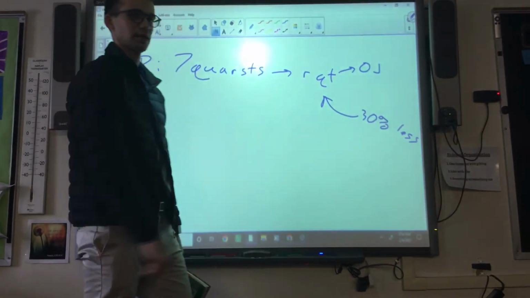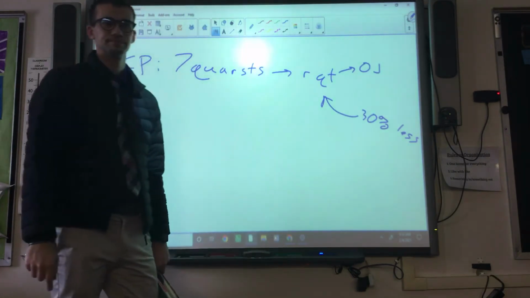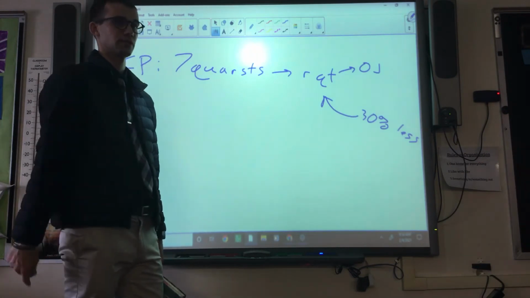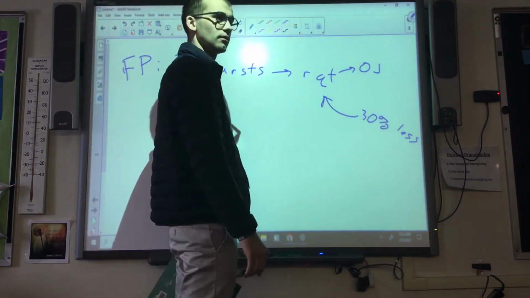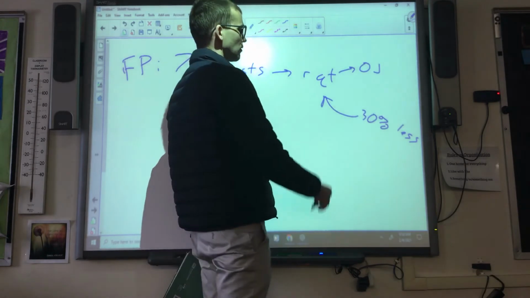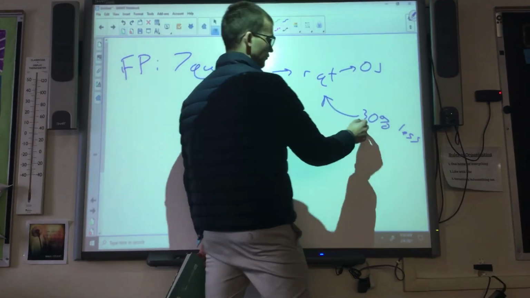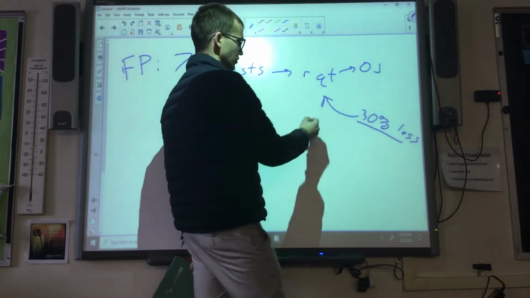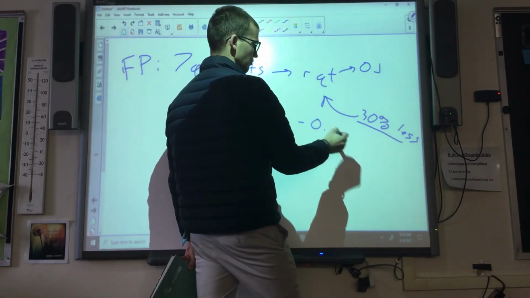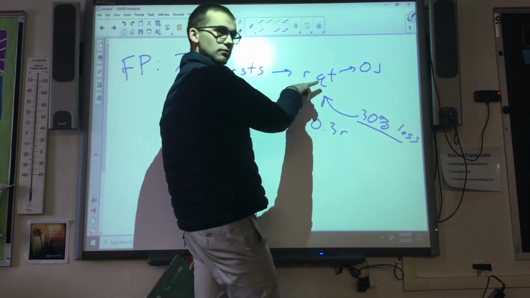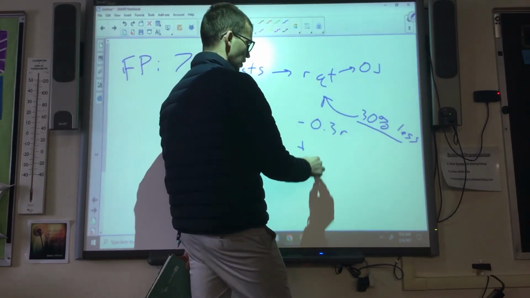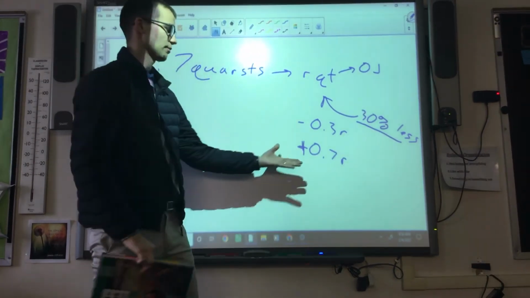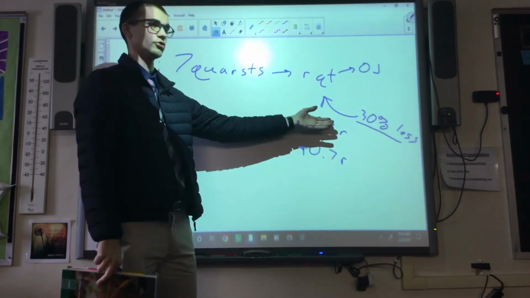So let's start with this. 30% less OJ, what's going to happen with this? Think about the stuff that actually represents numbers. You want to put 70 because it means you have 100% instead of 30% OJ. So you could say one of two things. You could say minus 0.3R, or you could say plus 0.7R. Because this represents the OJ that you're adding, and this would be the OJ that you're taking away.